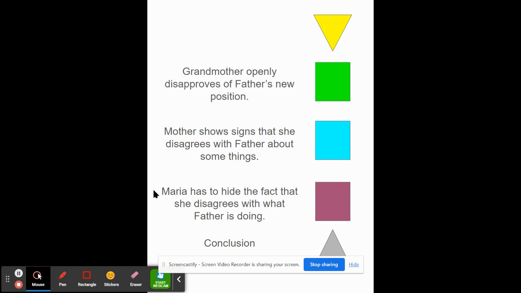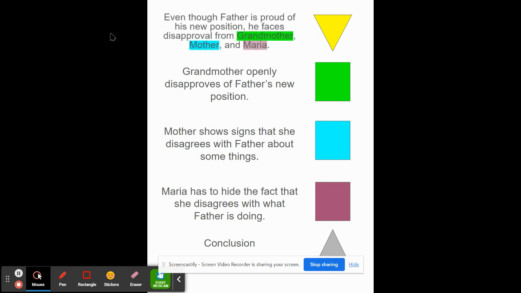And then we're going to combine those three ideas. We want to reference this topic, this topic, and this topic, basically grandmother, mother, and Maria. And we can simply say, even though father is proud of his new position, he faces disapproval from grandmother, mother, and Maria. So now you have four sentences already written for Monday's essay. With those four sentences already written, bring this in on the piece of paper, because you've got to have the piece of paper in order to keep these sentences. And then you are going to be able to write your essay.